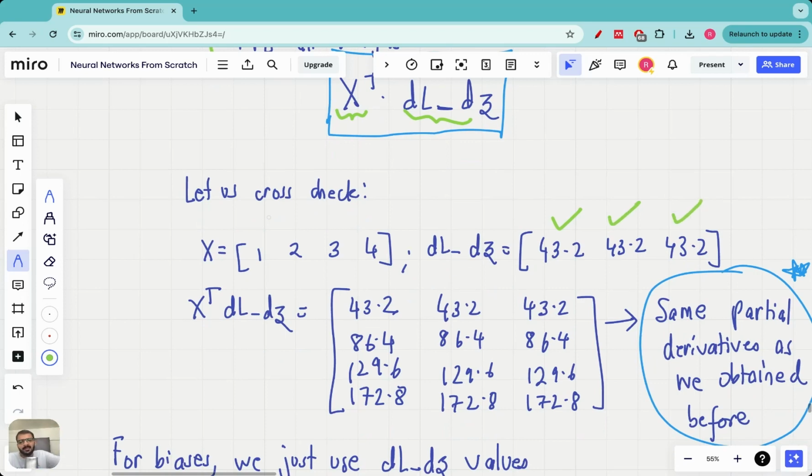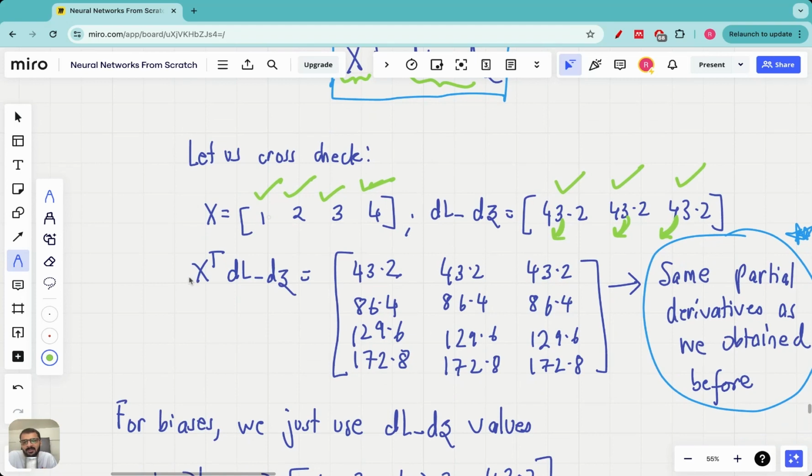You don't need to understand the previous lecture to follow here. For now, just keep in mind that X is 1, 2, 3, and 4, which are the inputs, and the DLDZ matrix is 43.2, 43.2, and 43.2. Why are there three entries here? Because we have three neurons, and every neuron will have a Z value associated with it, right? So that's why there are three values. The first value is for the first neuron, the second is for the second neuron, and the third is for the third neuron. So let's calculate this product X transpose times DL dz.